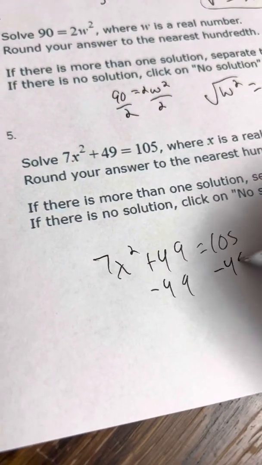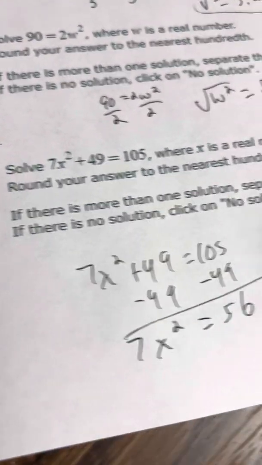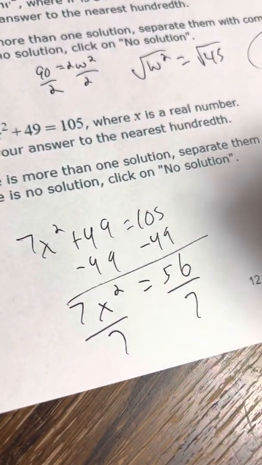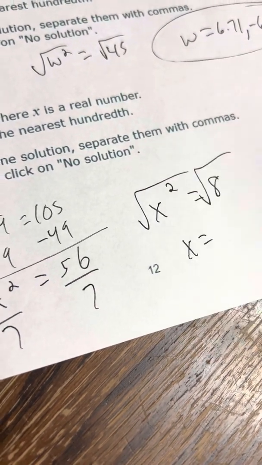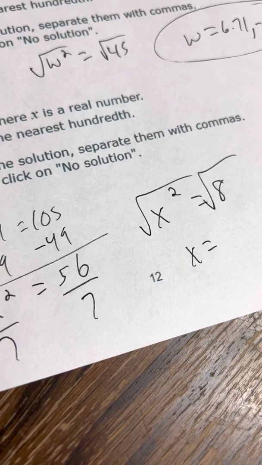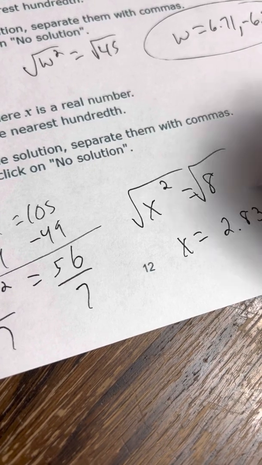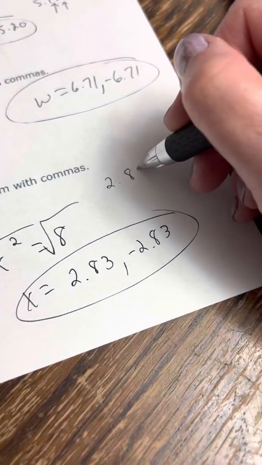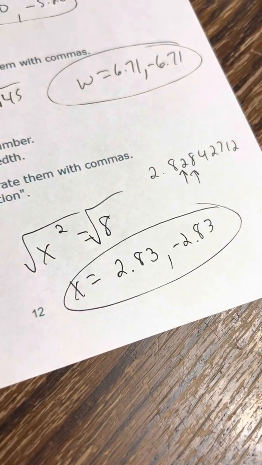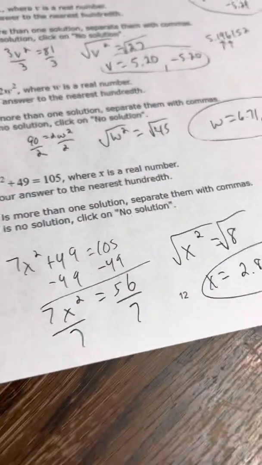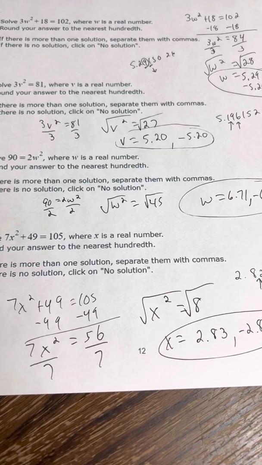Subtract 49 from both sides. Get 7x squared equals 56. Divide by 7. X squared is going to equal 8. Take the square root. X is going to be the square root of 8, which is 2.83, and negative 2.83. I had 2.8284, and so on. Since this number is bigger than 5, I raise the 2 to a 3. And that is it. So that is solving using the square root property.